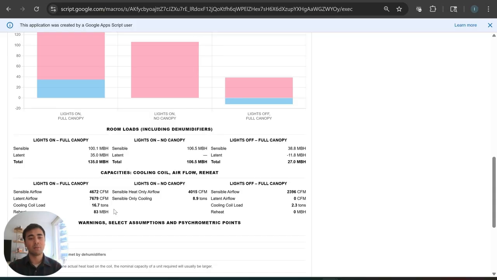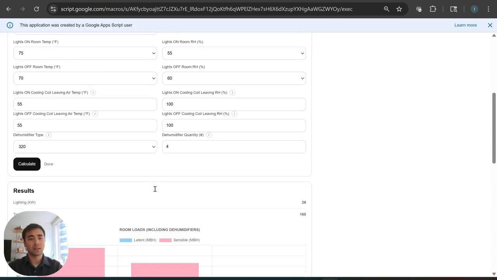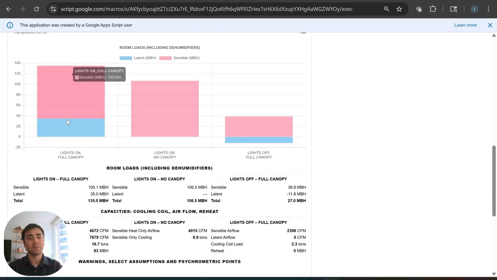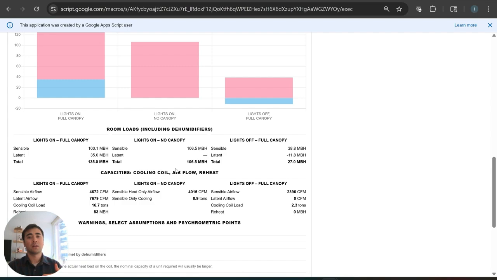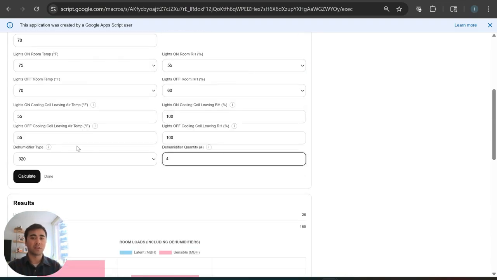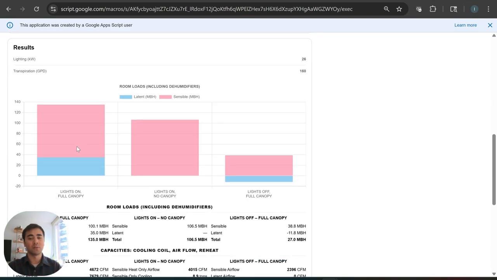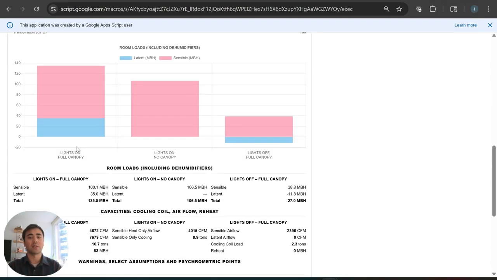You could do this on your own, but basically what I'm seeing from this is with a 55 degree leaving air temperature, you actually need 5 dehumidifiers instead of 4, with a 55 degree leaving air temperature, to fully remove your latent loads during lights on and lights off.